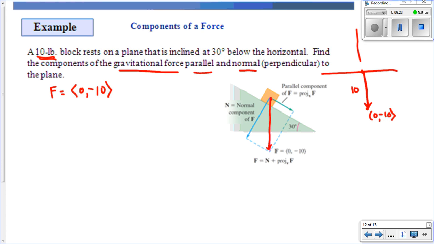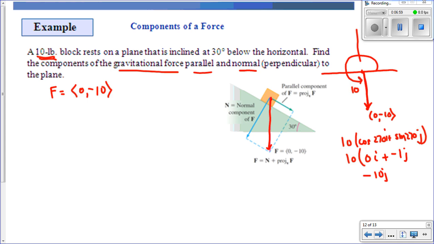Now you could also do it by figuring out what that angle is made with the positive x-axis. And remember, you can take the magnitude, 10, times cosine of the angle, which is 270, i plus the sine of 270 j, which would end up being 10 times cosine of 270 is 0, and sine of 270 is negative 1. So we have negative 10j, which could also be represented as 0, negative 10 in component form.